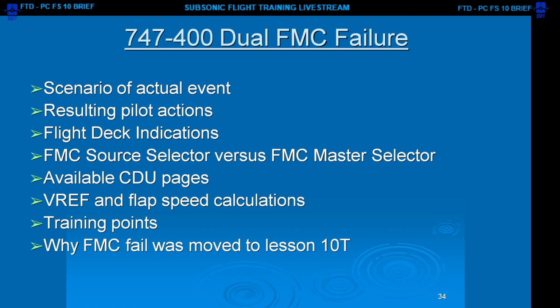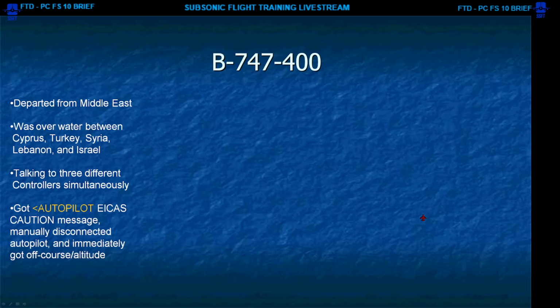And they have a reason for that. You'll see that here, but not a big deal for us. So this flight departed from the Middle East. I think they were over the water between Cyprus, Turkey, Syria, Lebanon, and Israel, talking to 3 different controllers simultaneously. And they had a dual FMC failure.